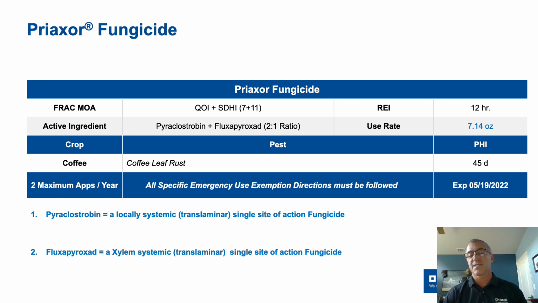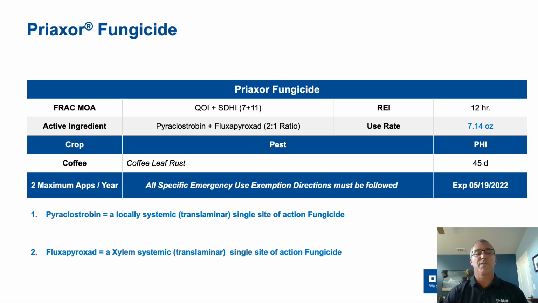Key thing to remember is this works at one site of action on the fungus, so it only attacks one spot on the fungus. The second product, fluxapyroxad, is more systemic. It's xylem systemic. It's also translaminar, but it also works only on one site of the fungus. So between the two of them, yes, you're working on two sites. That's why they're mixed together. They're both very active on coffee leaf rust, but at the same time, we have to use these properly.